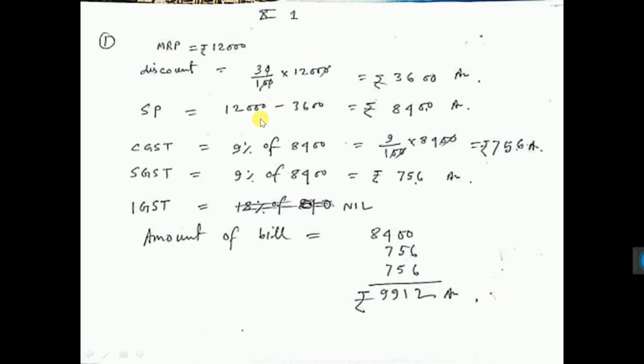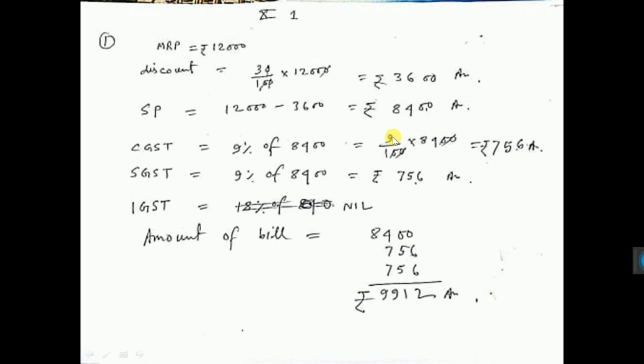That is 9%. See here, 9% of what? On SP, because this is the selling price of the article. So always GST will be on selling price. So 9% of this, that means 9 by 100 into this. So this is the amount of CGST. SGST will also be 9% of this.